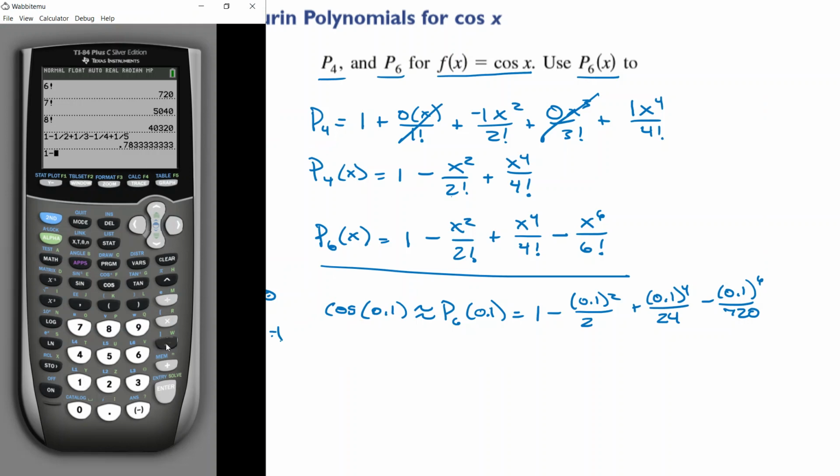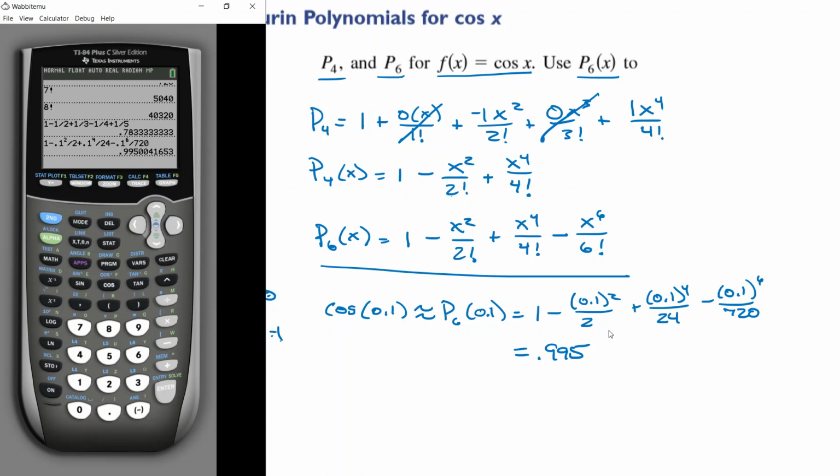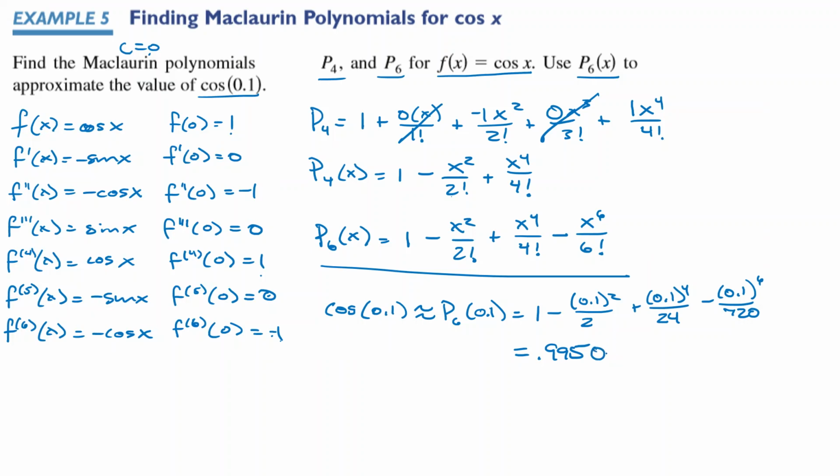So we got 1 minus 0.1 squared divided by 2 plus 0.1 raised to the 4th divided by 24 minus 0.1 raised to the 6th divided by 720. Oops, forgot my divided by. Insert division. There we go. That should work. 0.995. All right, remember we always want 3 decimal places in this class. 0.995004. All right, so we are pretty close.